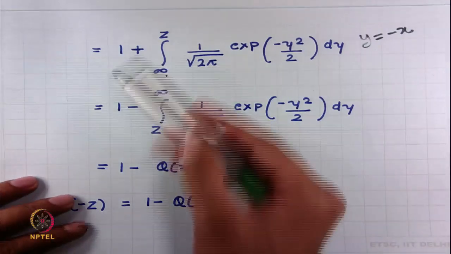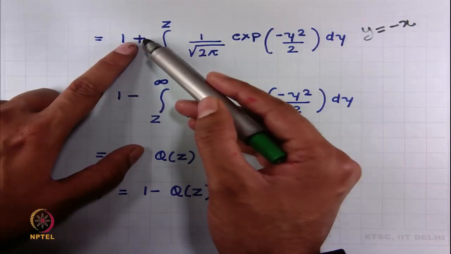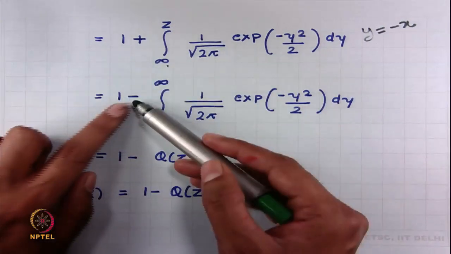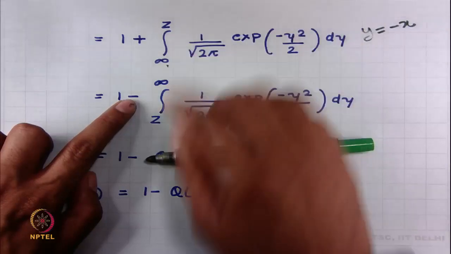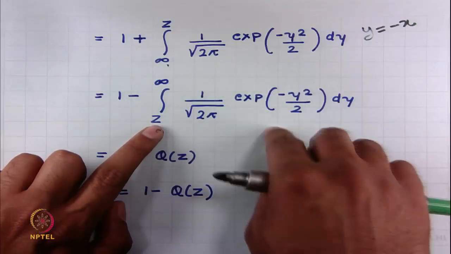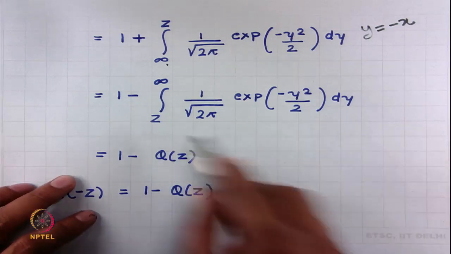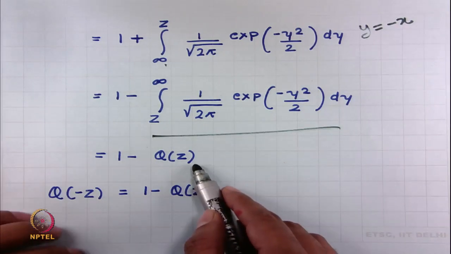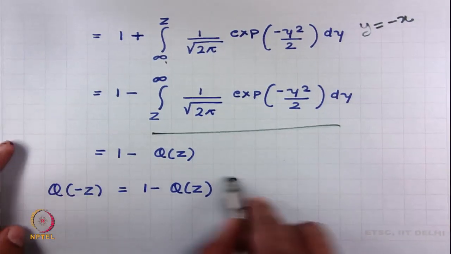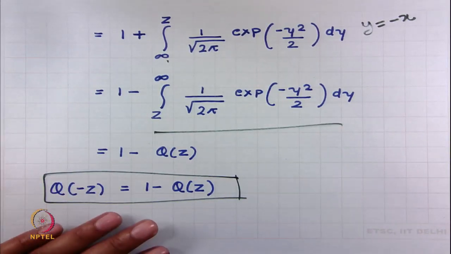And what is this? So, you can again bring in a minus sign here by changing the order of these limits. Okay. So, I can have a negative sign here and I can flip the limits. So, instead of this integration going from infinity to z, you have to calculate this integration from z to infinity. And what is this thing? This is nothing but Q of z. So, we have got a neat property that Q of minus z is 1 minus Q of z, and this property must be known and must be remembered as well.